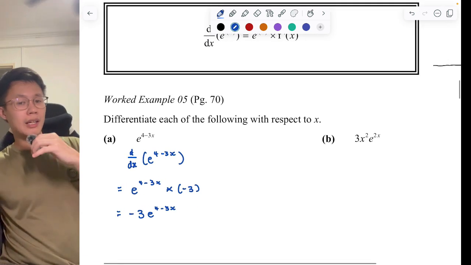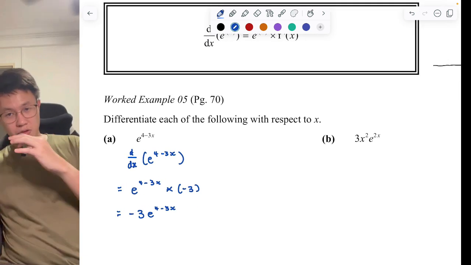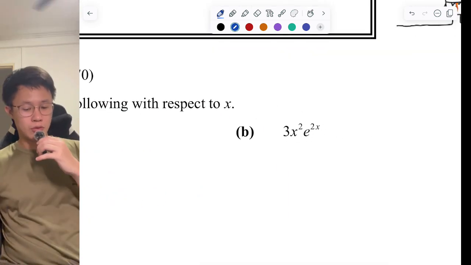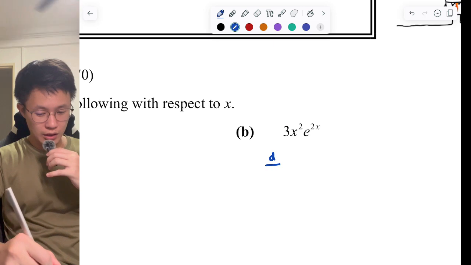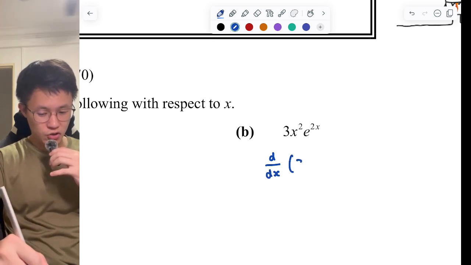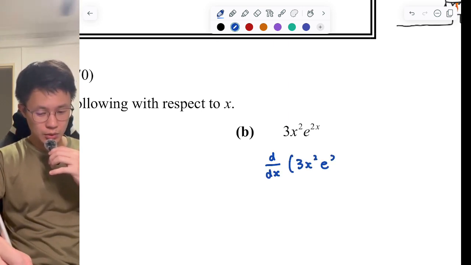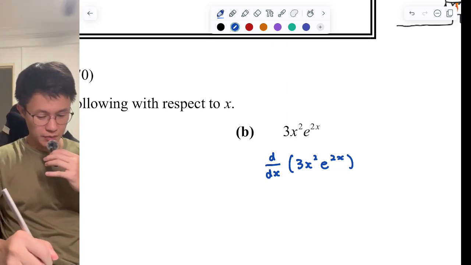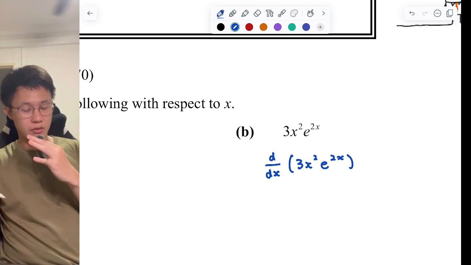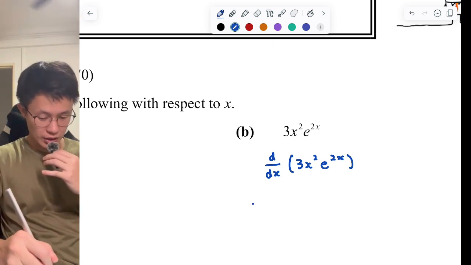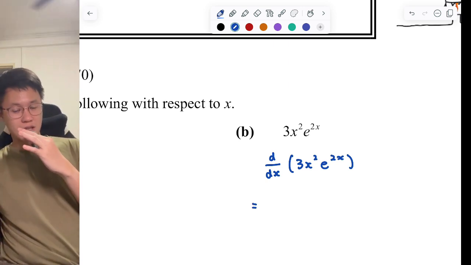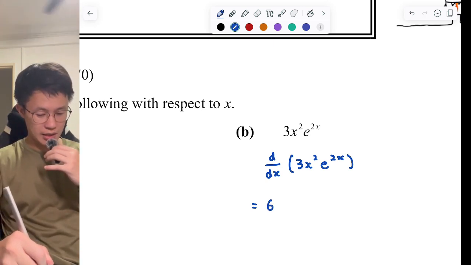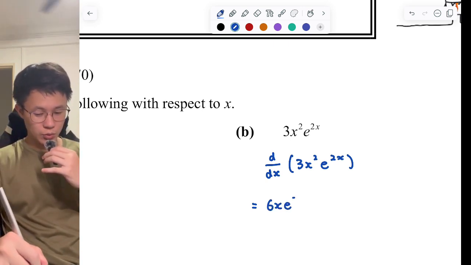Moving on, we're going to apply one of our basic rules of differentiation, like product rule or chain rule. In this case, I'm going to apply product rule to differentiate a product of two functions, which is 3x squared e to the power of 2x. I'm going to bring out the 3 because I don't want to deal with it, but you can also differentiate together with 3 if you consider 3x squared as a function on itself. But let's consider 3x squared as a function. Differentiating 3x squared gives me 6x, and I will keep e to the power of 2x.